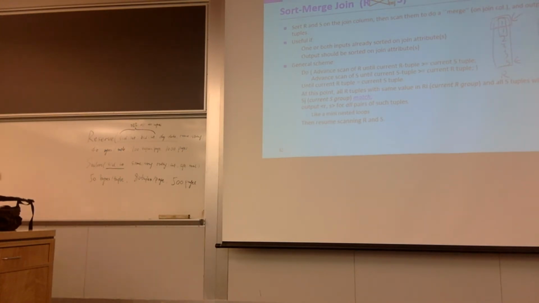In each step, if the keys don't match, you always move the pointer that has the smaller key, okay? So then you have a joining record, okay? You have a join result. So that's basically the process.